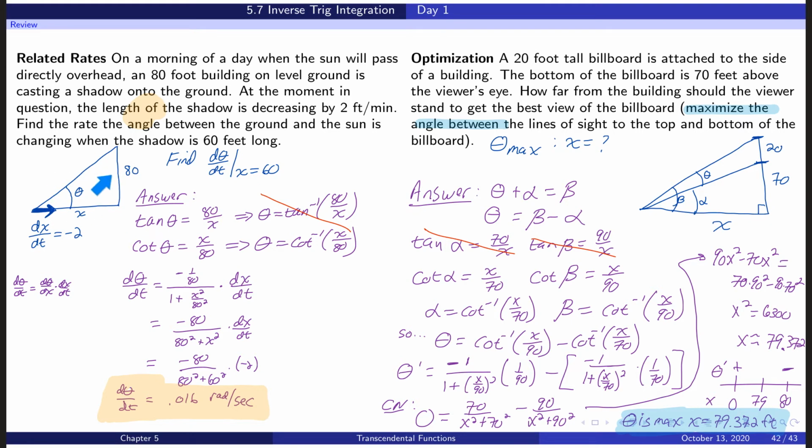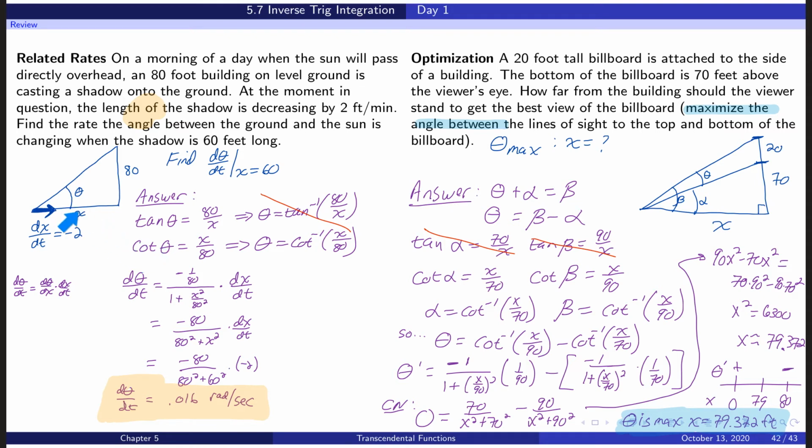So if I look at my right triangle, it would seem natural to say the tangent of theta is 80 over x, okay? Which means if I solve for theta, theta is the inverse tangent of 80 over x. If I'm going to be taking derivatives, this is a bit of a mess because of the x in the denominator. So I'm going to abandon that thought and switch to cotangent.